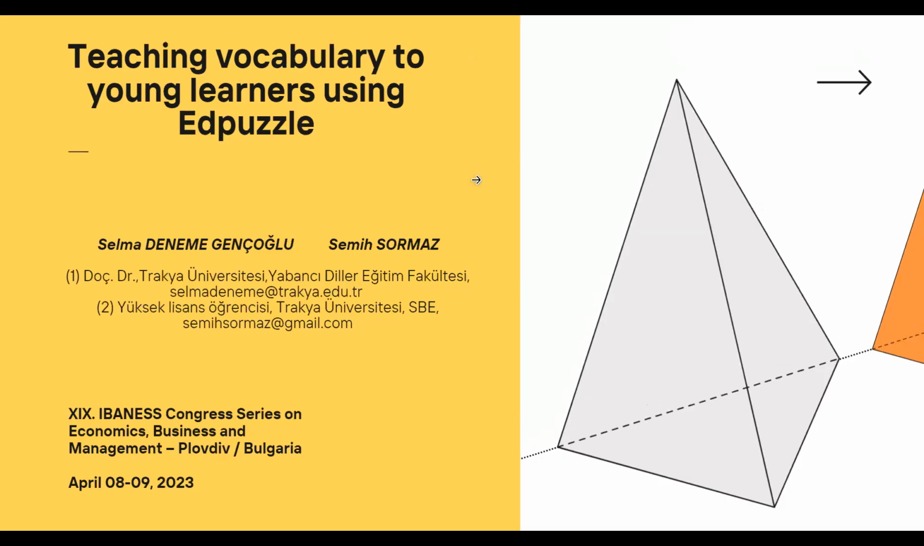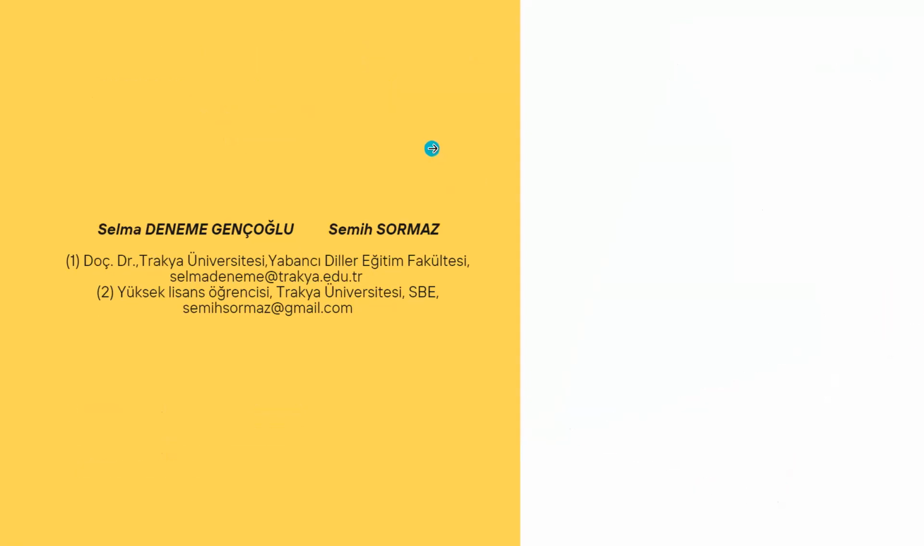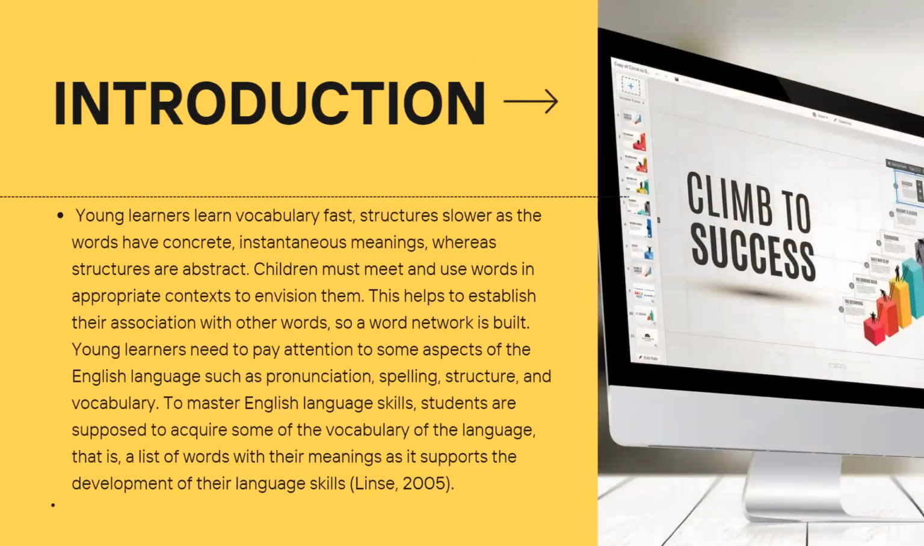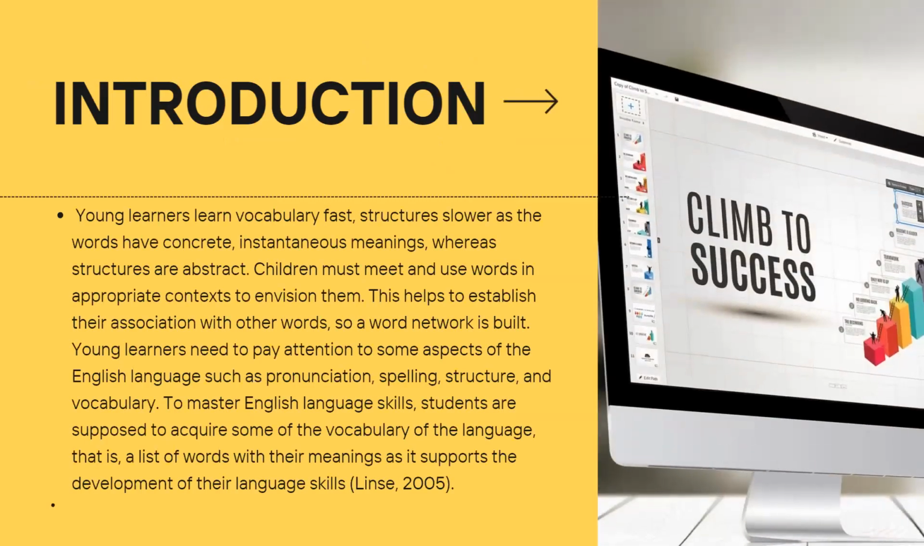Hello everyone, today I will be presenting my presentation about teaching vocabulary to young learners using Edpuzzle, which is a very common Web 2.0 tool. To begin with, young learners learn vocabulary fast, but structure slower. It's because the words have concrete, instantaneous meanings, whereas structures are abstract for them.